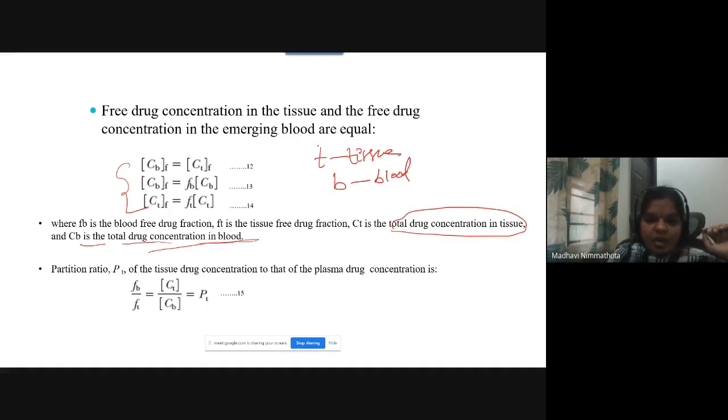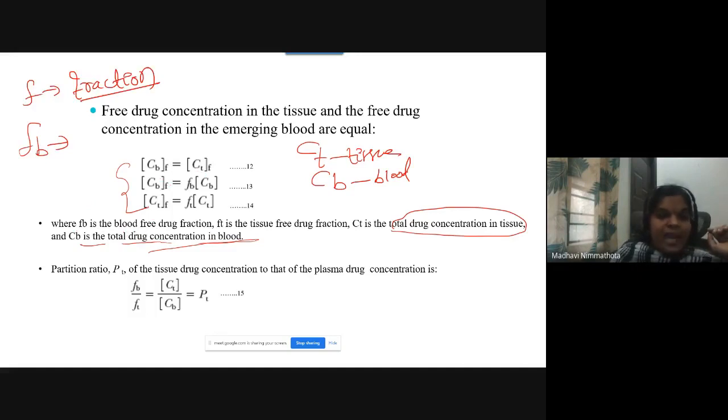So here C of T is concentration of drug in tissue, C of B is concentration of drug in the blood. So what do you mean by the F? Small f stands for fraction. And then F of B, see here, F of B is the blood free drug fraction. Blood free drug, that is unbound drug fraction. Free drug means unbound drug.